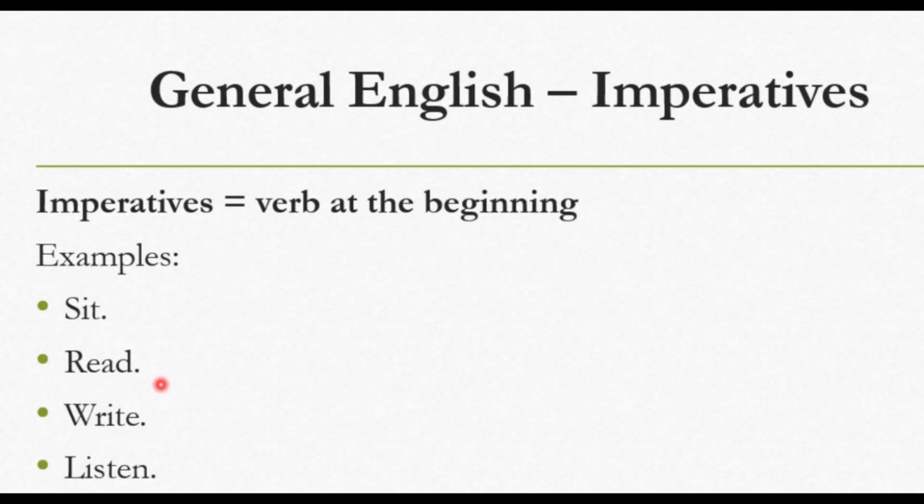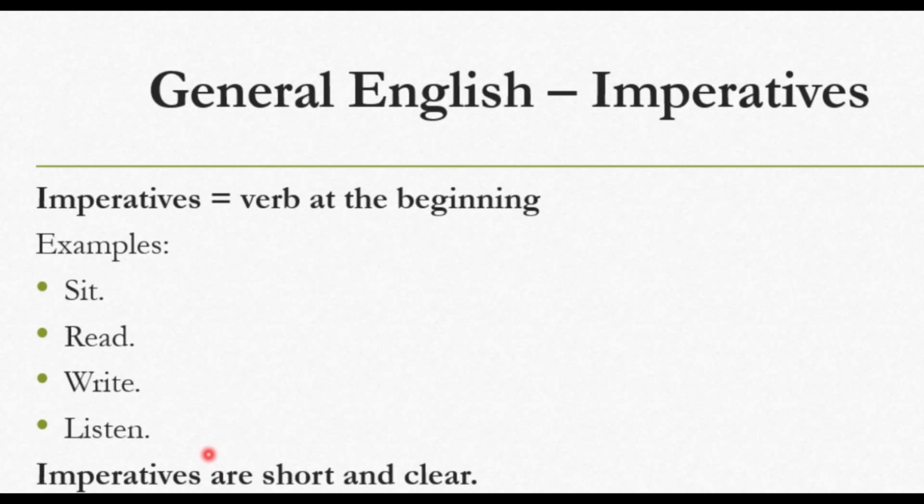All right. So these are called imperatives. It starts with the verb: sit, read, write, or listen. It's very simple, right? So imperatives are short and clear. We don't need to give a speech. We don't need to say a lot of things. We just need to give a command.